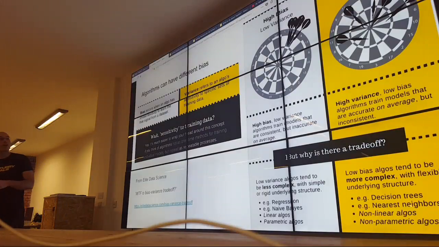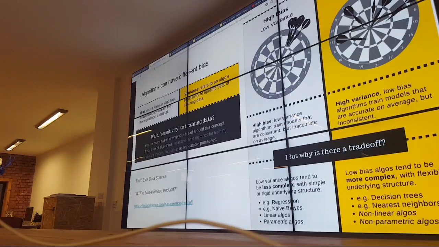The other thing to remember as well is that some algorithms also have bias put in. So some algorithms will tend to underfit and some algorithms will tend to overfit. That's why sometimes you need to look at using different algorithms on your data set, and some will naturally be better than others. So this is a really good article.